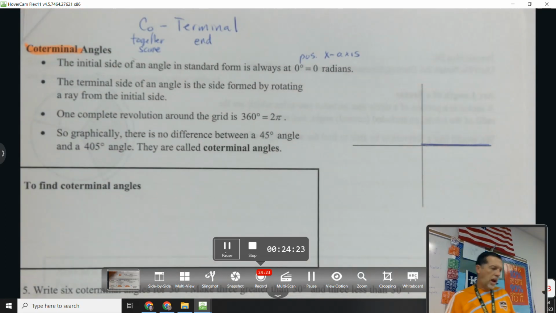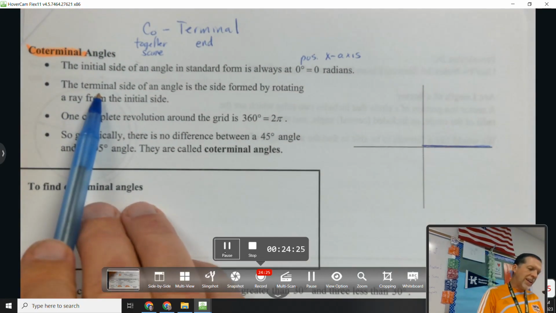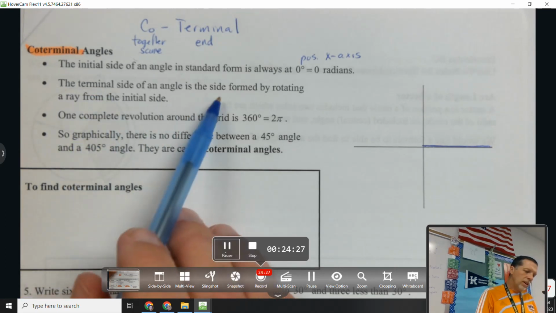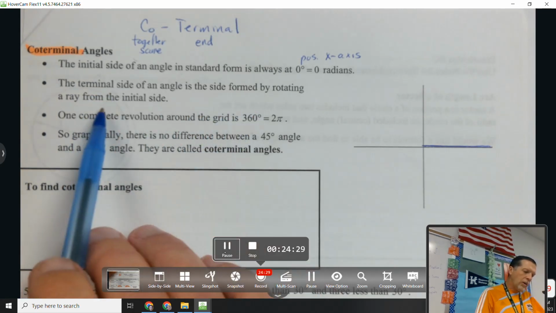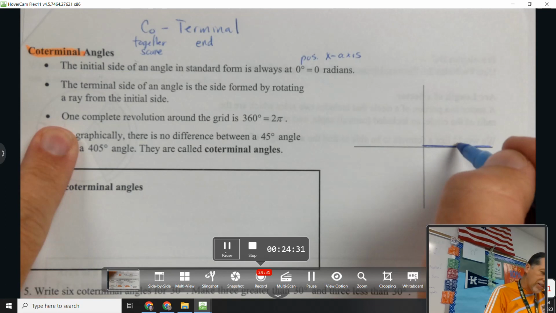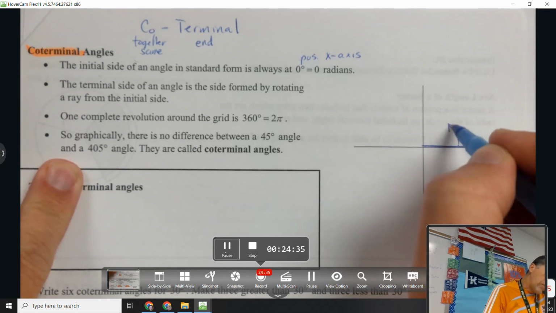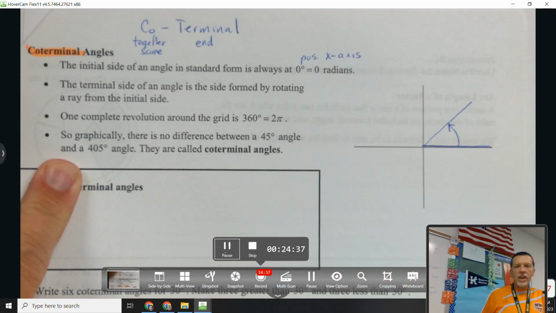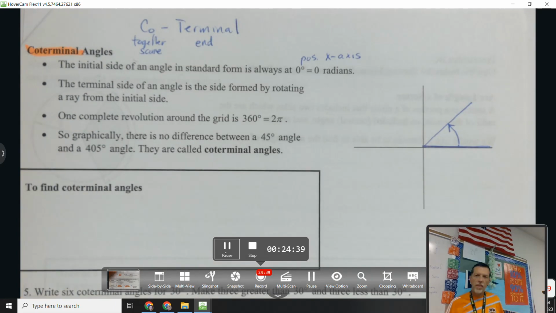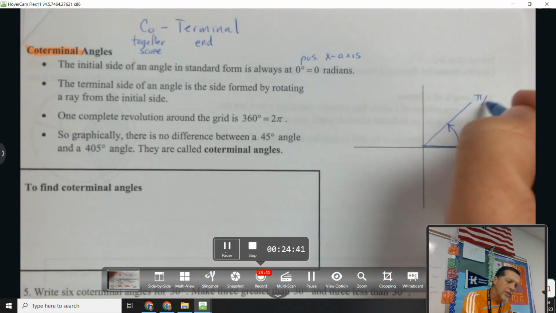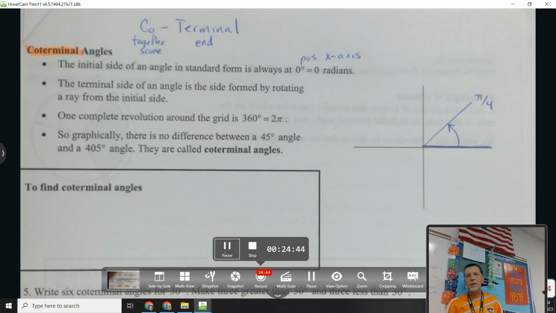And the terminal side, the ending side of an angle, is the side formed by rotating a ray from the initial side. That sounds complicated, but it's just rotating it up. So there's an angle. That angle might be pi over 4. I drew it kind of right in the middle, so maybe that angle is pi over 4.